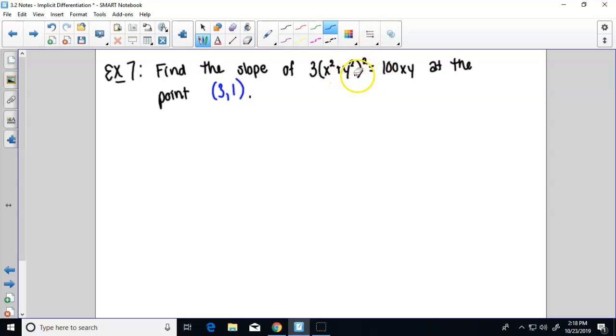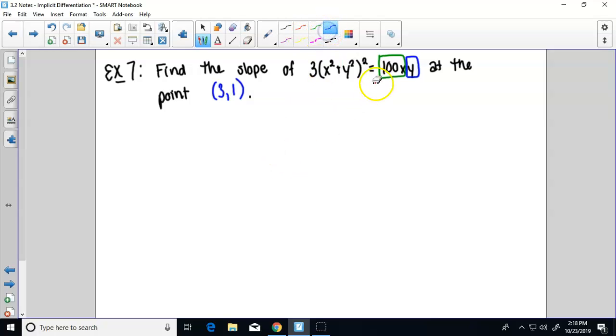Okay, so this is kind of a difficult one to take the derivative of, because a lot of them have just been equal to a number. This one has variables on both sides, and not only that, but you can't just take a simple derivative on either side. So when we take the derivative of 3 times (x squared plus y squared) squared, we're going to have to use a chain rule. And when we take the derivative of 100xy, what are we going to have to use there? It's a product rule. It's kind of hard to see it sometimes because it's a very small product rule.